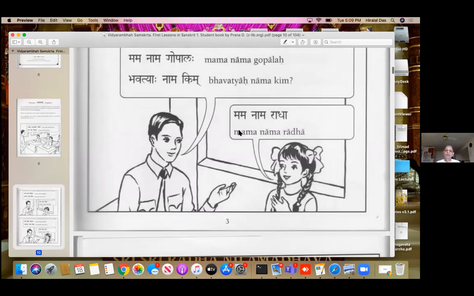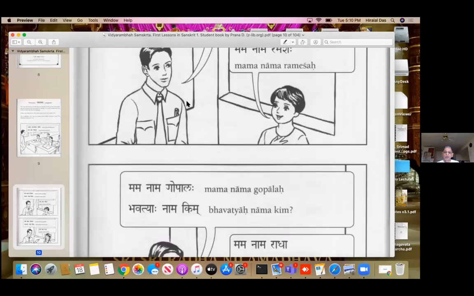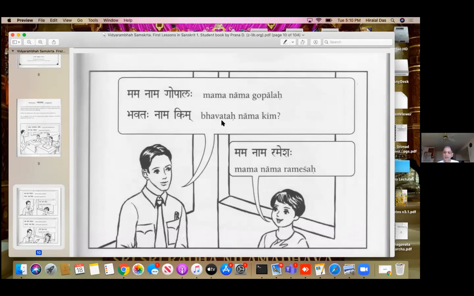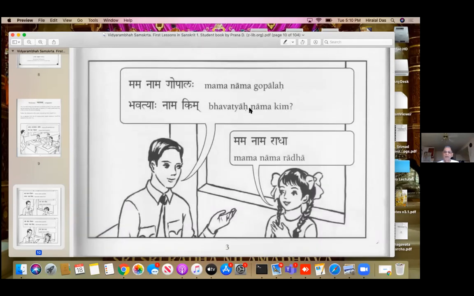Similarly, he is introducing himself again and asking a girl's name. So he's using the word Bhavatyaha. First he says, Mama nama Gopalaha, my name is Gopal. Bhavatyaha nam kim, what is your name? For a girl, for female, you have to use Bhavatyaha, and for a boy, you have to use Bhavataha.